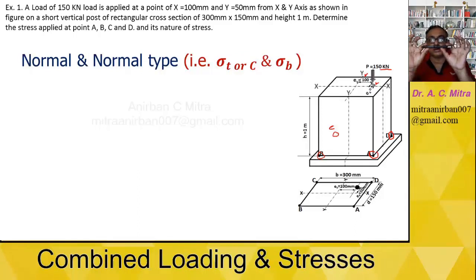So if I just want to bend it in this way, then the upper section is coming in tension and the lower section is coming in compression. So it is basically tensile or compressive nature only. Now we first find out what the different types of stresses produced at A, B, C, D are, and then we have to combine the stresses at the different points.